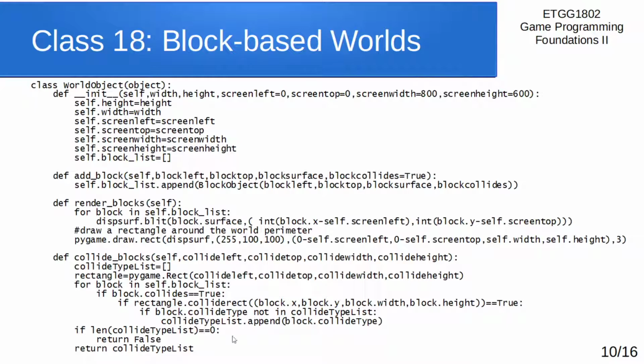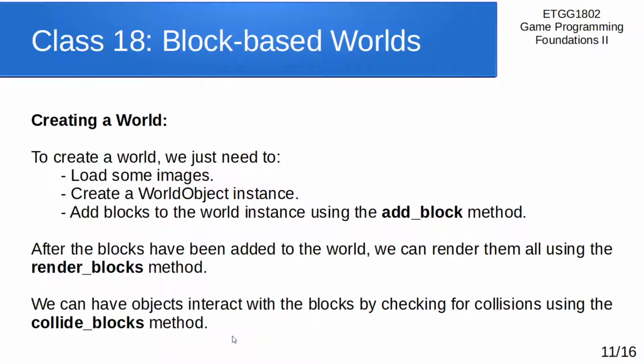All right, so that's not a whole lot of code. Looking back at this, we have this block object class, and we have this world object class. And that's really all we need to build the thing. So to create a world, we just need to load some images and then create blocks for them. We're going to load some images, create a block world object instance, and then add blocks to that using add block. You can really add the same texture in different places because each block has its own X, Y position. Another cool thing is you could take one image and use pygame.transform.scale to scale it down and make the sizes different, have some small platforms and some larger platforms. After we have that, we're going to render them with the render blocks method, and then check collisions using the collide blocks method.